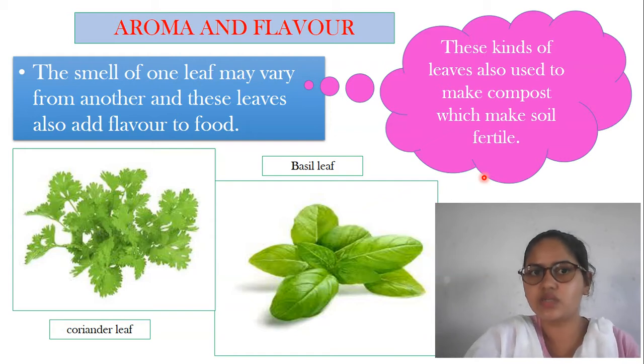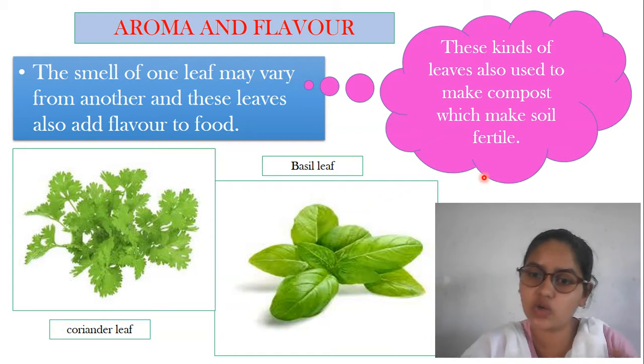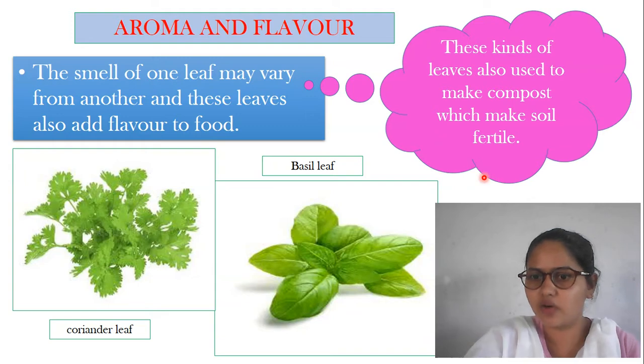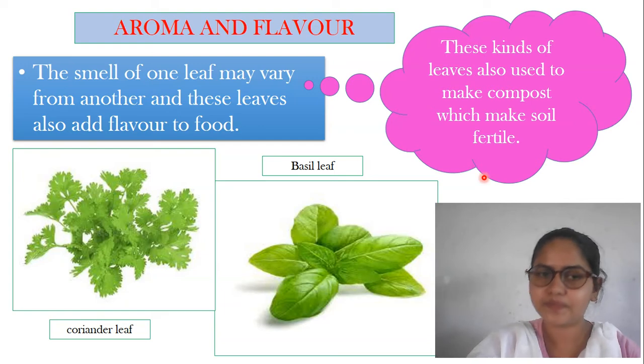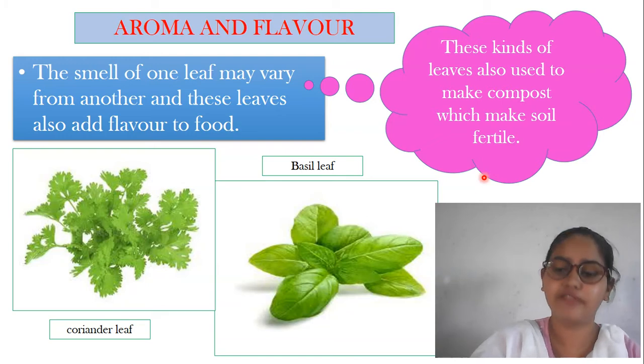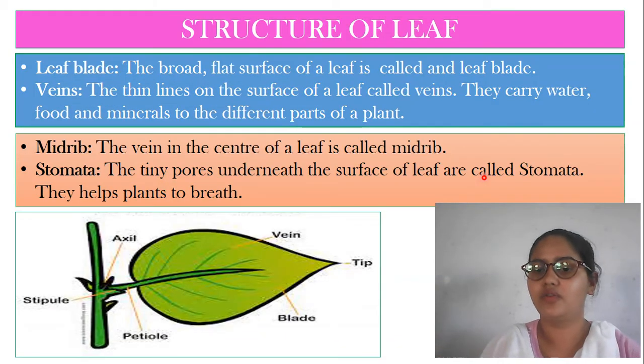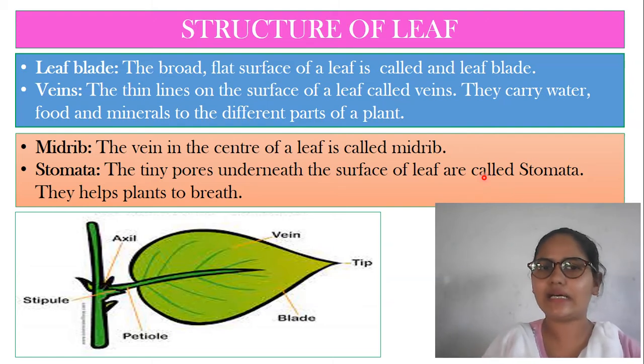So we can say that's why plants are so important in our life, and that's why we are reading this chapter, right? And why this is important for us. After this we will learn why animals, birds, and insects are important for us, right? So this one is about the aroma and the flavor of the plants. We learn how they are adding flavor to our food.